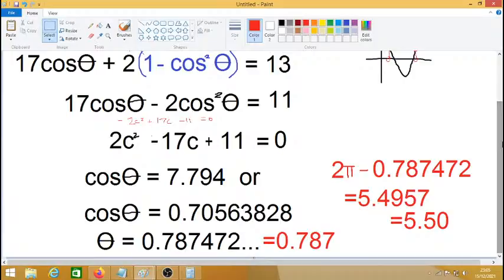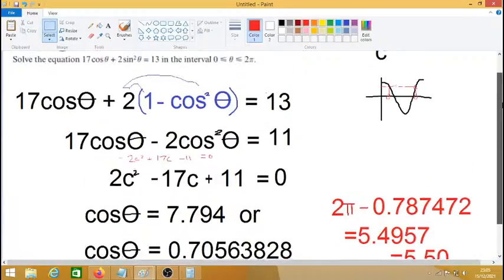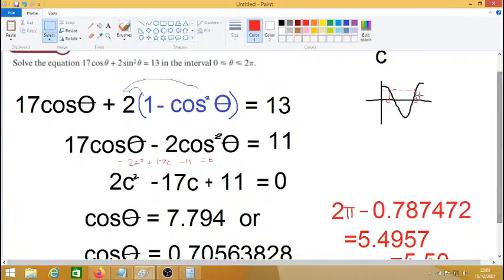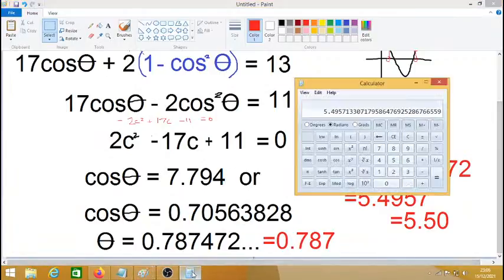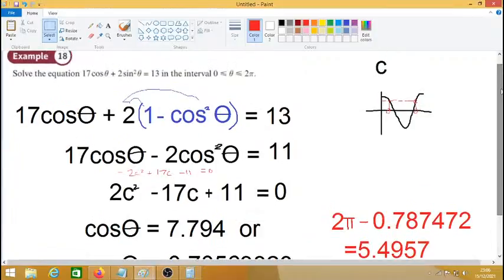If I find the mistake, I'll redo this, but otherwise this is looking good. We can check the answer by just taking one of these answers and putting it back in, and that would work. So we just want to take 0.787472 or your 5.495, and you just want to put it back into this and see if it gives you 13. Join me again for the next lesson on more trig equations.